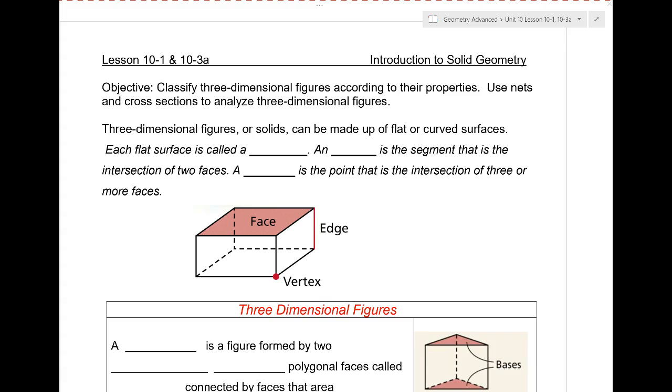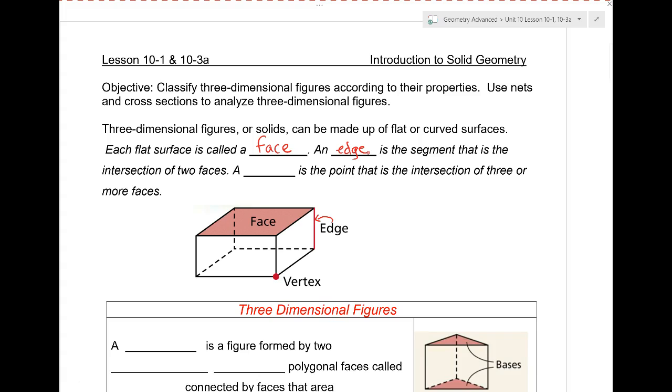so no big deal. But each flat surface has a special name that's called a face. All right. So a flat surface on a solid is called a face. We also have what's called an edge, and the edges are pretty easy to get the idea of. An edge is the segment that's the intersection of two faces.